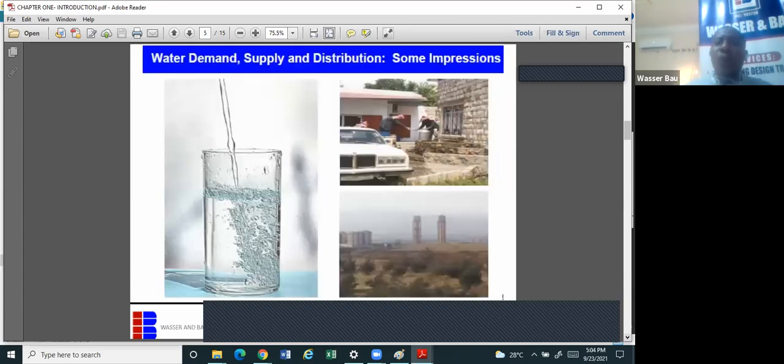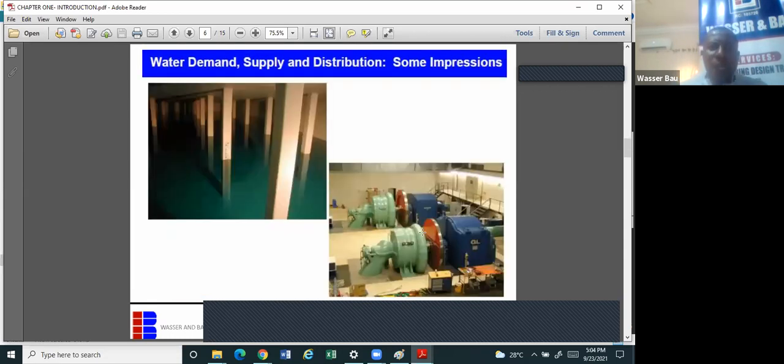So we all know water. Water can come in different forms. Up here, you see somebody at a well. Then down here is a glass of water. Down here is an intake structure in a reservoir. Now here you have a reservoir. This should be an underground reservoir. When we say reservoir, your reservoir can be underground, it can be surface, it can be elevated.